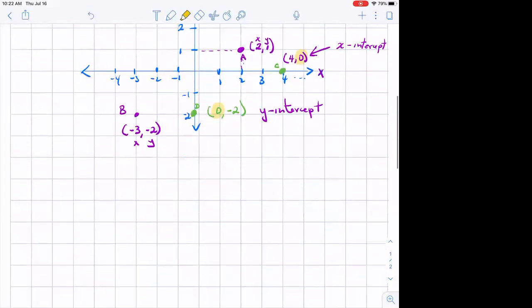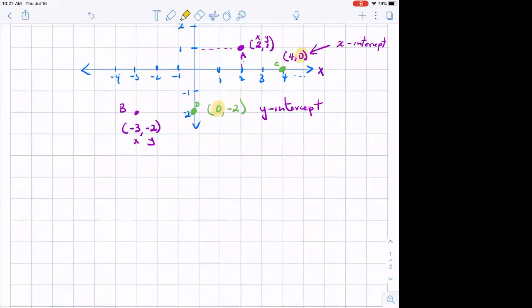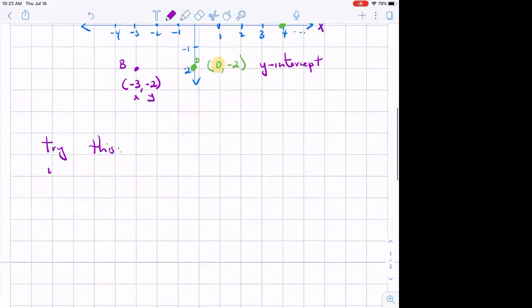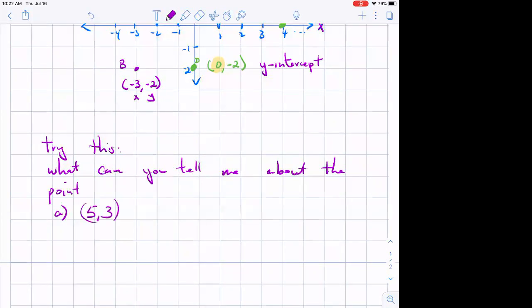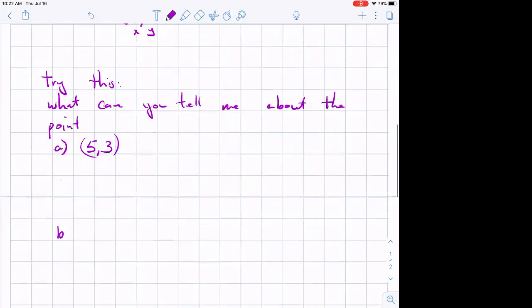So with that being said, if I give you a point, let's try this. What can you tell me about the points? Question A, 5, 3. Question B, 0, 7. So what can you tell me about 5, 3?